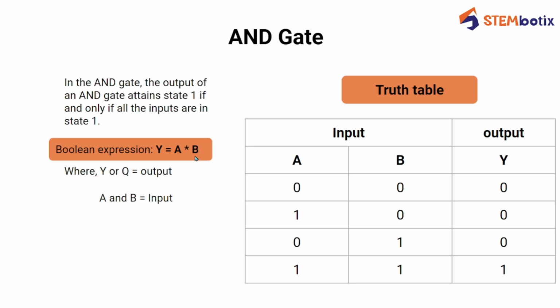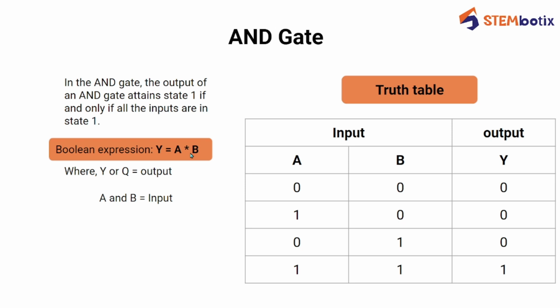In the AND gate, the output attains state 1 if and only if all the inputs are in state 1. From its truth table you can see that the output will be non-zero if and only if both inputs are non-zero, or state 1. So this follows the AND operation.